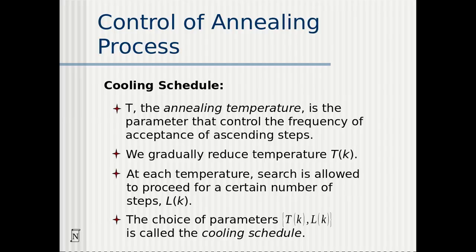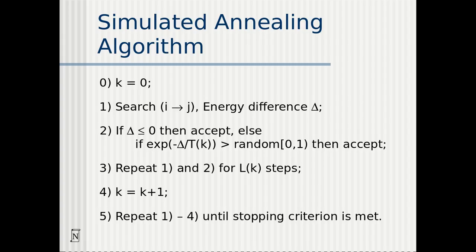So for the cooling schedule, the annealing temperature is the parameter that controls the frequency of acceptance of ascending steps. Basically, the higher the temperature, the more ascending steps are accepted. So we gradually reduce the temperature. At each temperature, the search is allowed to proceed for a certain number of steps. Let's move on to the algorithm.